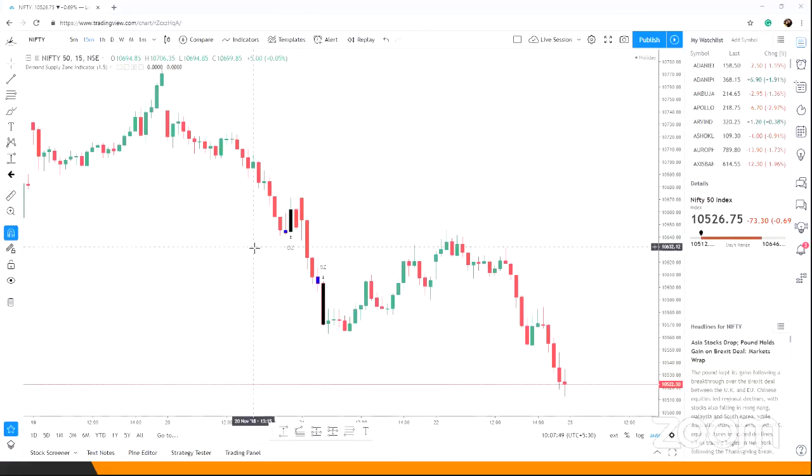If you're not a demand and supply trader, you use something else, maybe some moving averages, maybe Fibonaccis, maybe Bollinger Bands, maybe some indicators, oscillators, could be anything.